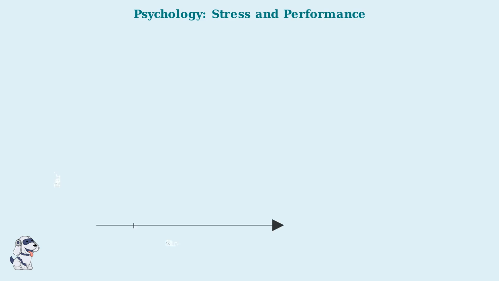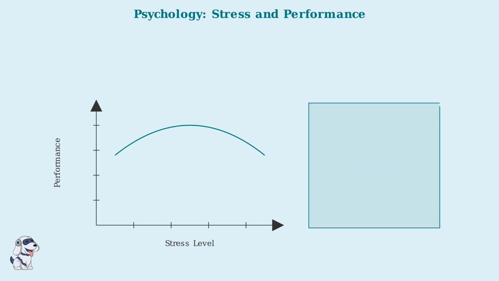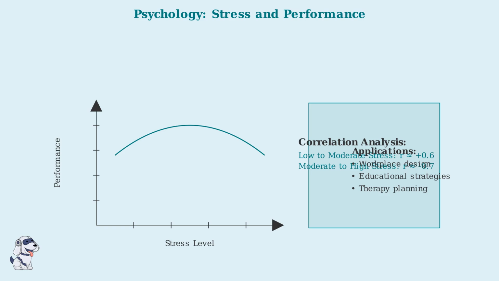Now let's examine how correlation is used in psychology to understand human behavior and performance. In psychology, researchers often study the relationship between stress levels and performance. This follows what's known as the Yerkes-Dodson law. This relationship shows a curved pattern where moderate stress levels correlate with optimal performance, but too little or too much stress leads to decreased performance. The correlation coefficient varies depending on which part of the curve we examine. For the ascending portion, R is positive, while for the descending portion, R is negative. This helps psychologists design optimal learning and work environments.